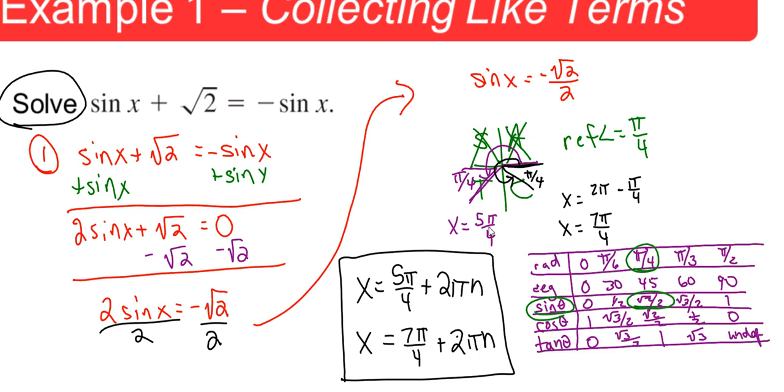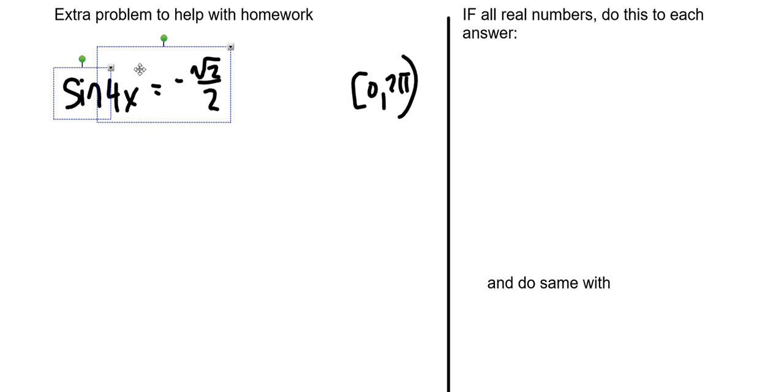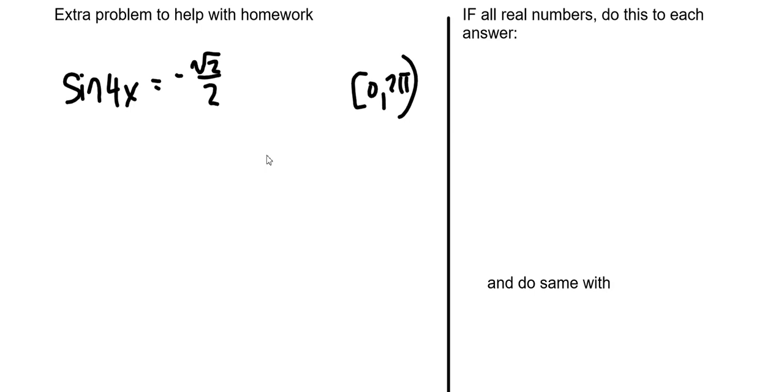Now, that's a pretty straightforward problem, and we will have things like that as we go, but I do want to talk about something that will come up. And so I've added an extra problem. Maybe you can call this 1B, that really isn't, but it's an extra problem to help you with your homework as you go. It is sine 4x equals negative square root of 2 over 2. And we'll cover things like this, but if people are working on homework early on in this lesson, I want you to know what's happening as we go. So think about this first of all.